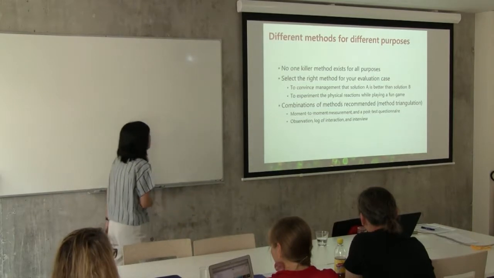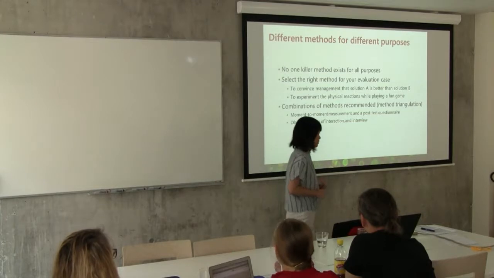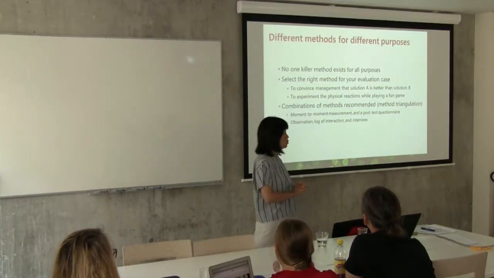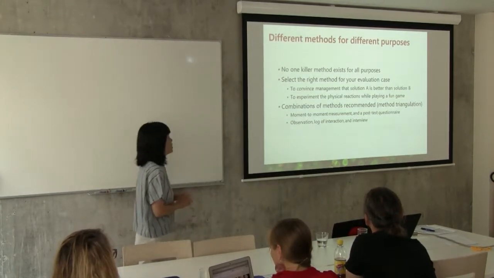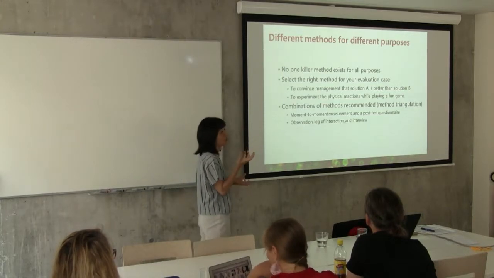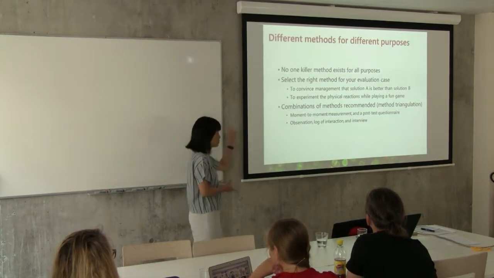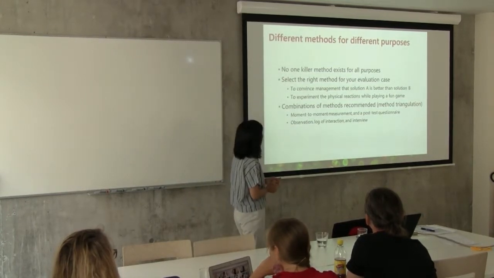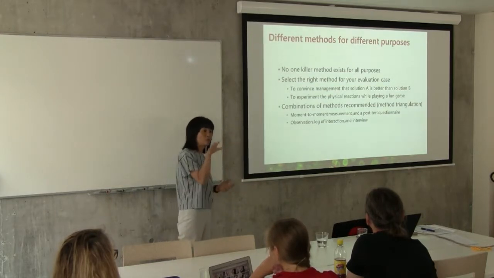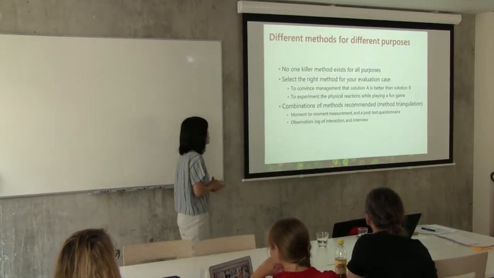About the method: is there a so-called killer method that we must use when evaluating UX? The answer is no. There is no one killer method for all purposes. Remember the previous definition: context is very important. It depends on what system you are going to evaluate and with whom. You will see more about this later. So select the right method for your evaluation case. Maybe for your group project, you also have to think about what method you are going to use to evaluate the product you are going to develop.